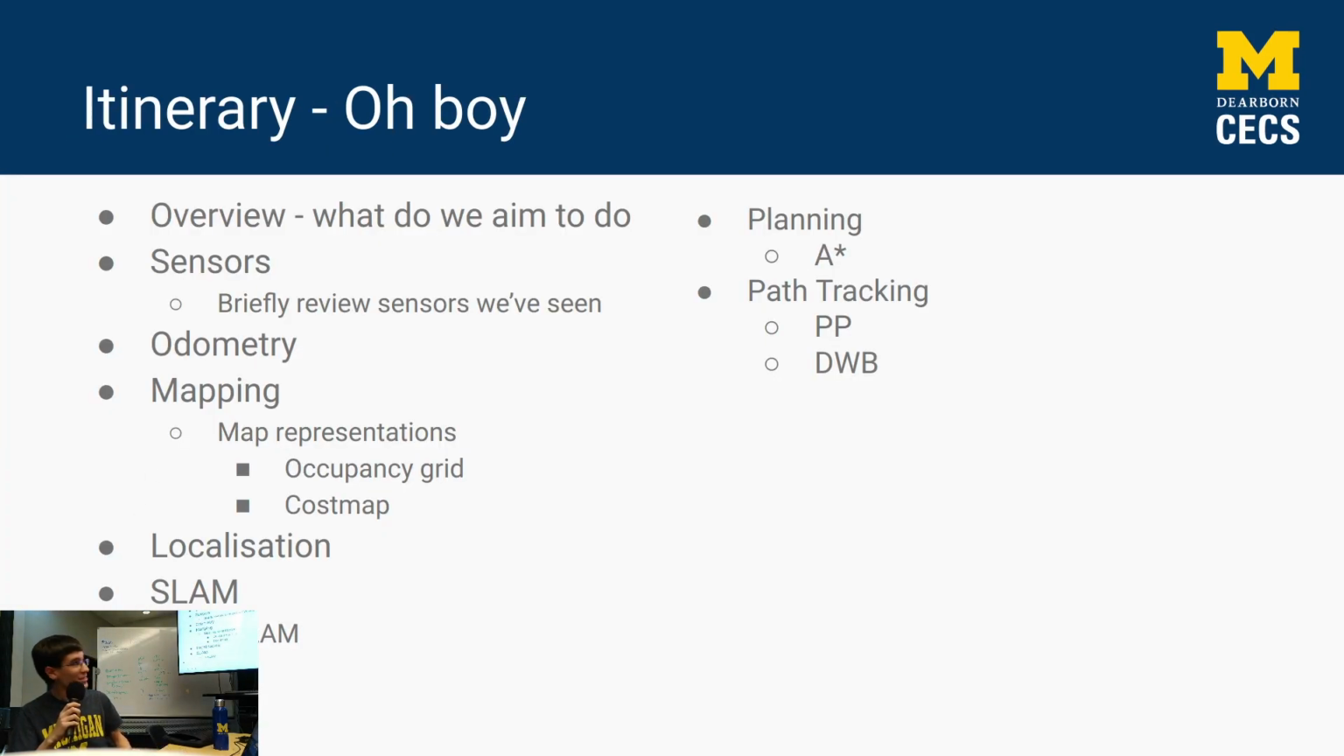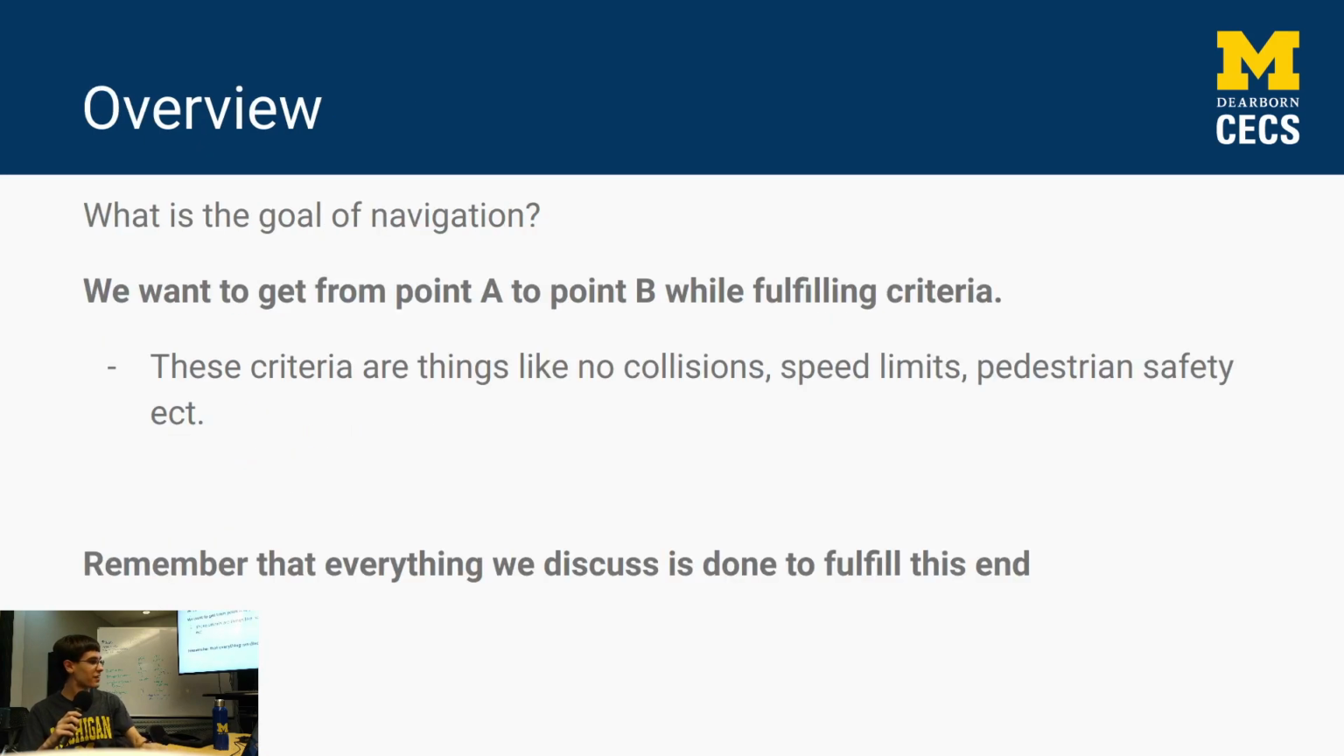All right, so here's an itinerary. There's a lot of things here, but we'll be basically going through, starting from, actually sensors isn't on that, that's a lie, starting at odometry and ending with path tracking. So basically, what we're trying to do here, and what navigation in general is trying to do, is simply get from point A to point B.